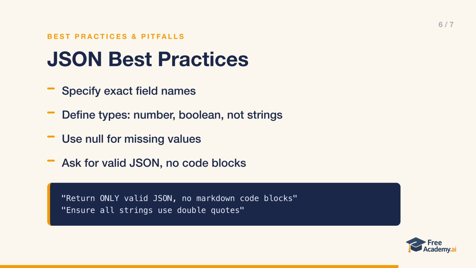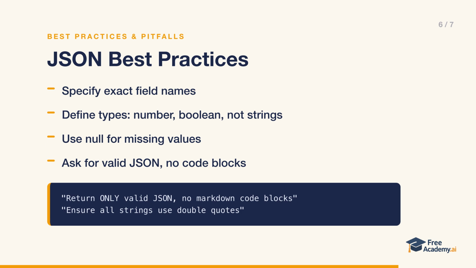A few best practices will save you a lot of broken JSON. First, specify exact field names. Don't just say include the name, say use the field name, product name. Second, define your data types clearly. Price should be a number, not a string, and in stock should be a boolean, not the words yes or no. Third, handle missing values by telling the model to use null when something is unavailable, or to omit optional fields. And fourth, enforce valid JSON.